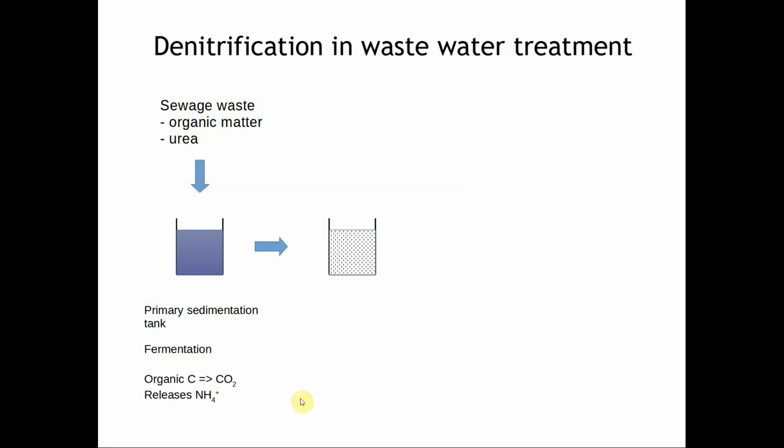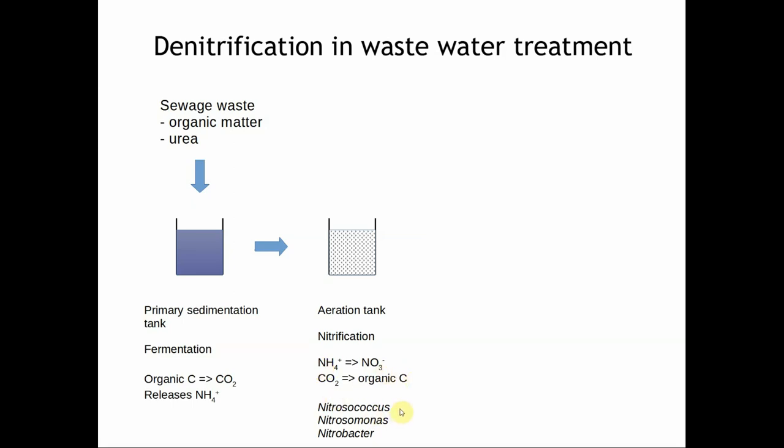The second step is then to take off the liquid at the top, which contains this excess ammonium, and put it into an aeration tank. Here you have air bubbling through the liquid, and you don't have any organic carbon left, but you've got ammonium. This provides good growth conditions for the nitrifying bacteria, which are going to fix carbon dioxide and oxidize the ammonium into nitrate.